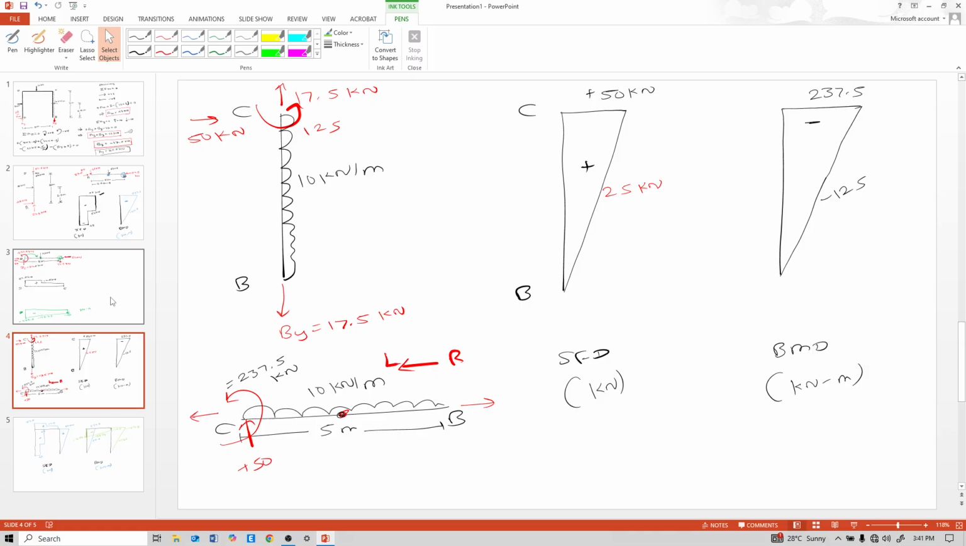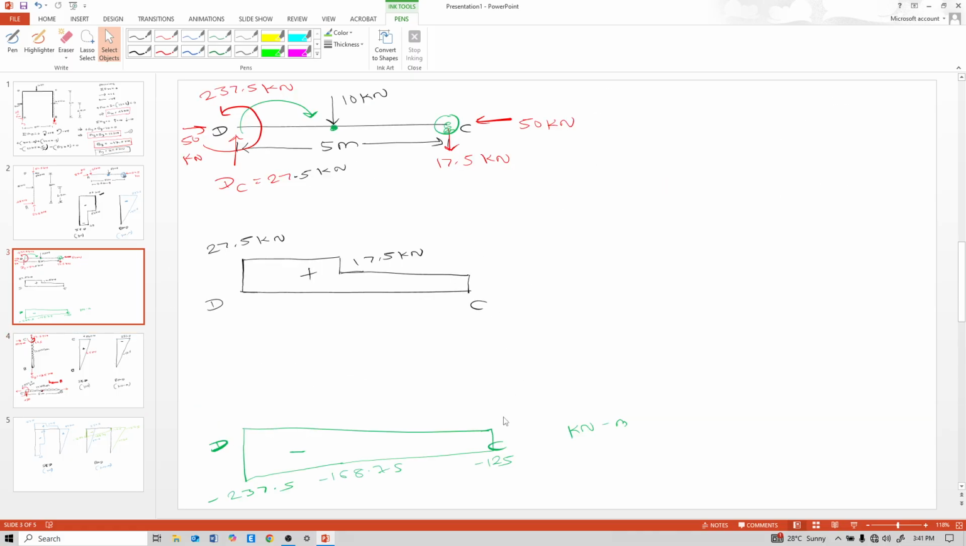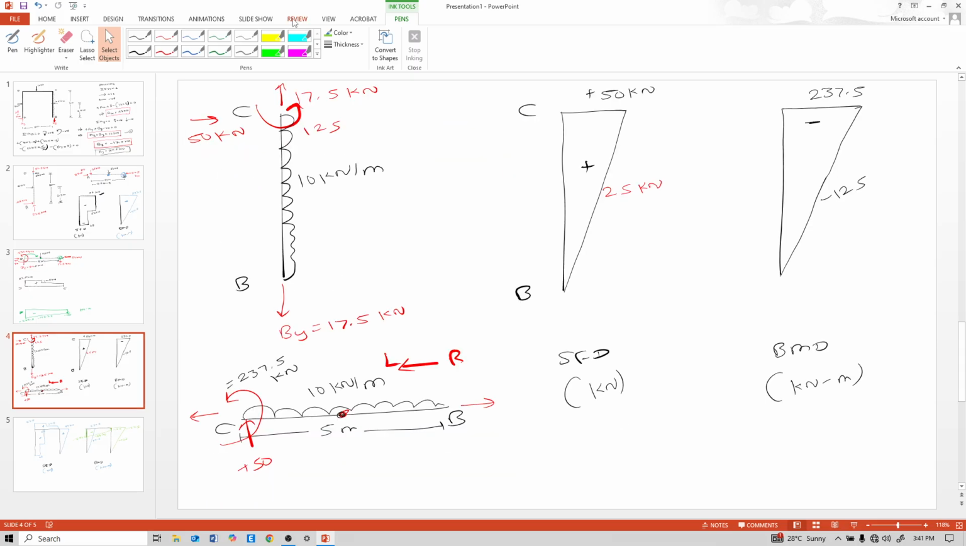See here, at this point minus 125. Minus here, why we write 237.5. Here we need to write 125. So positive 50 into 5 minus 10 into 5 into 5 by 2 minus 125.